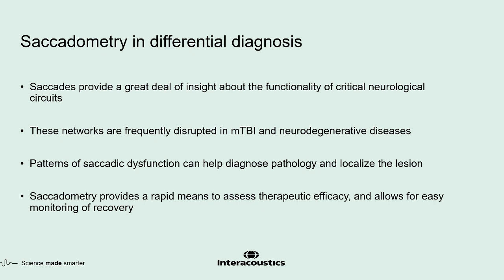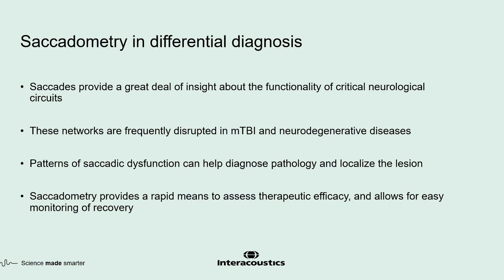Saccades provide a great deal of insight about the functionality of critical neurologic circuits. And these are networks that are frequently disrupted in traumatic brain injury and neurodegenerative diseases. And specific patterns of saccadic dysfunction can help diagnose pathology and help you localize the lesion. Saccadometry provides a very rapid means to assess therapeutic efficacy, as I was saying, and it allows for easy monitoring of recovery because, again, these tests take a grand total of 5 minutes to run.